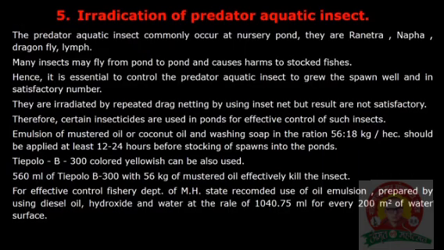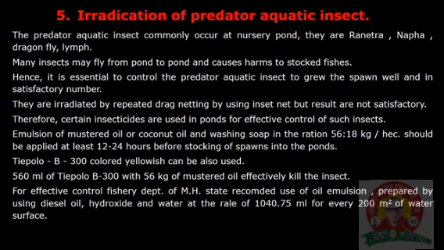The next point is the eradication of predator aquatic insects. Already we have completed the predator fishes, but this point is about aquatic insects which are harmful to the fishes of spawn, fry and fingerlings. They injure the spawn and fingerlings. Then how can we control the aquatic insects?